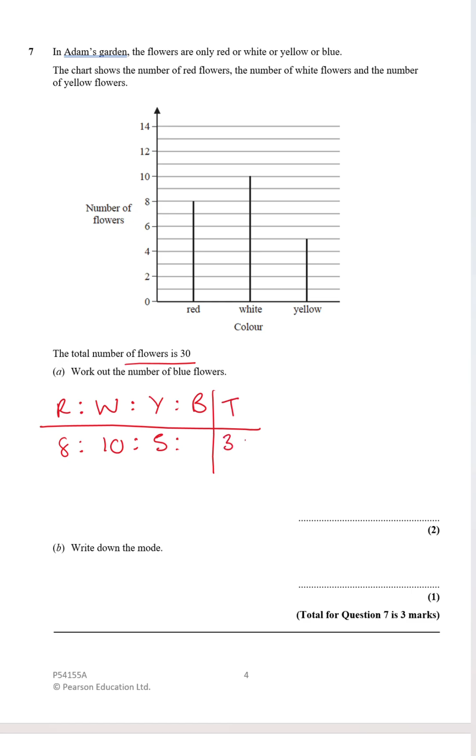But in total, I know that there are 30. So I can do 30, take away my red ones, plus my white ones, plus my yellow ones, which is 30, take away 8, 18, 23. Therefore, 7 blue ones. The mode is the most common, or a better way to think about it is the highest frequency. So I can look at my table that I've made up here, and I can just pick the one that's got the highest frequency in it, which is going to be white.